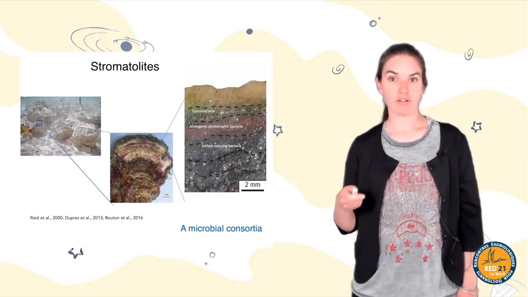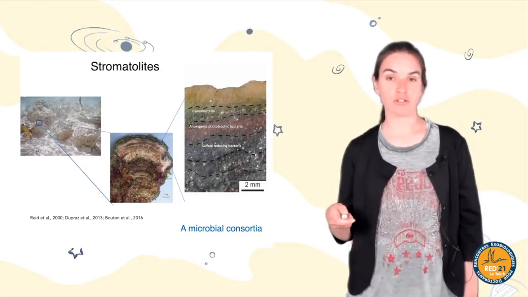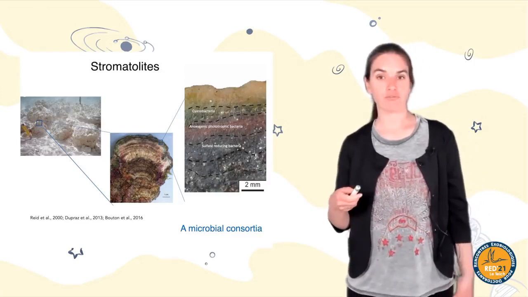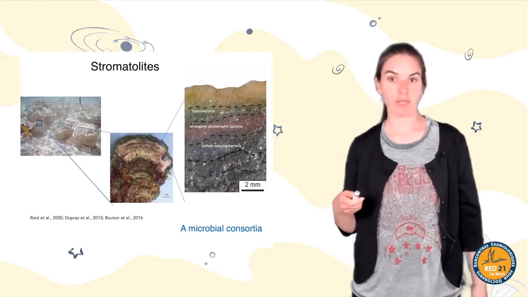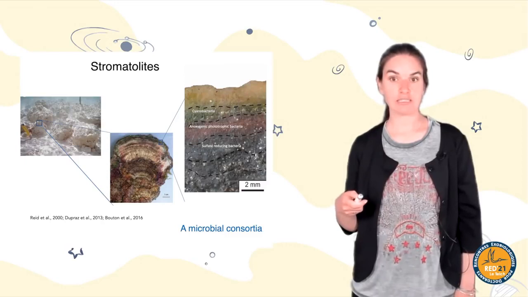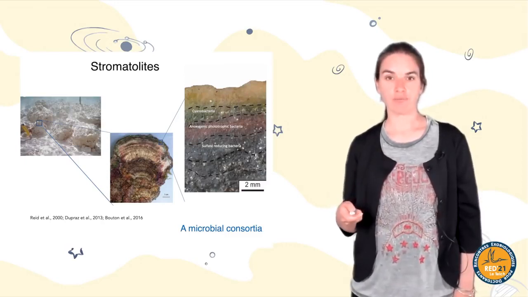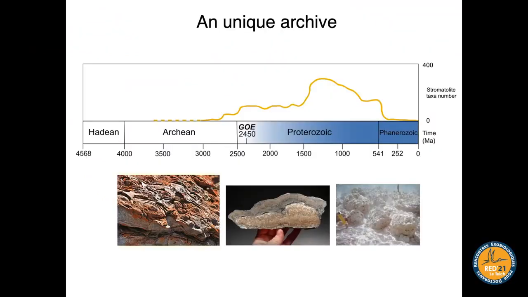So we have a gradient of light, and also of redox conditions, through the first millimeter of what we call this microbial mat. And because of these microbial activities, they are producing byproducts that are mostly minerals. And this is a unique archive, because we have stromatolites now, and we also have stromatolites since the Archean. So we can really study stromatolites through geological time and understand them.